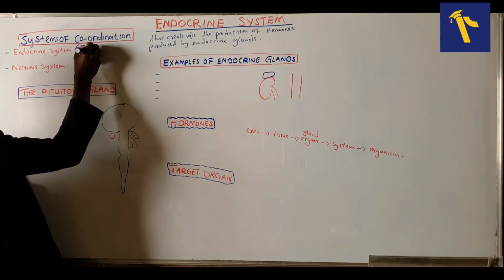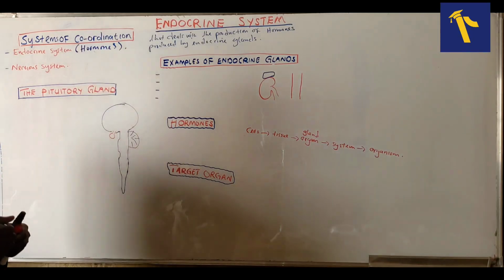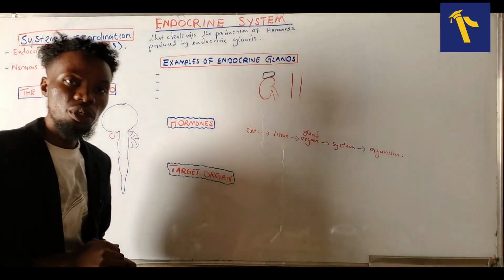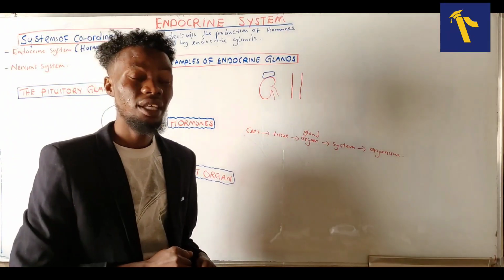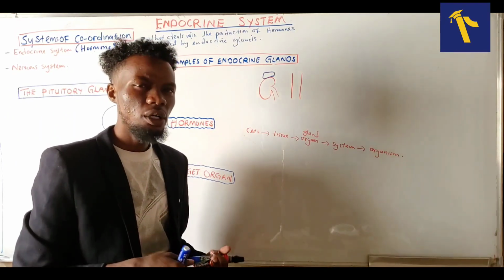And just to summarize, we said the endocrine system deals with the production of hormones. So in brackets, I'm going to put hormones here. So the moment you see hormones, you need to remember that we're talking about the endocrine system.